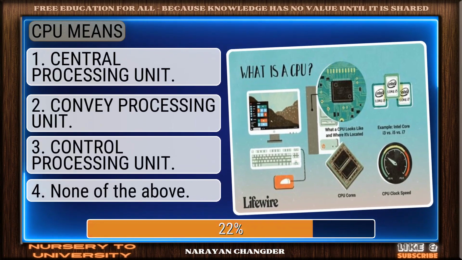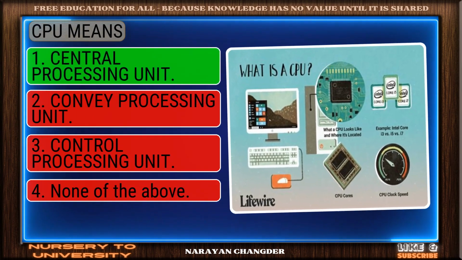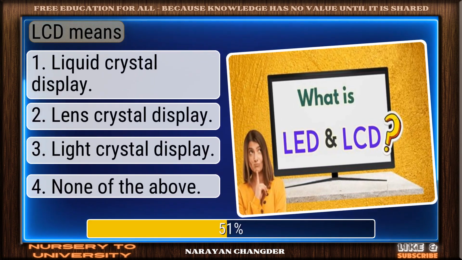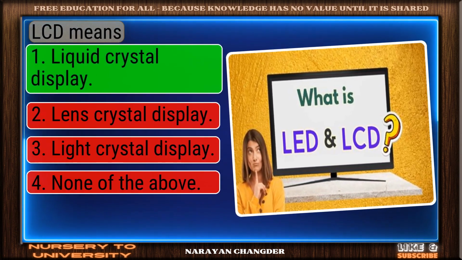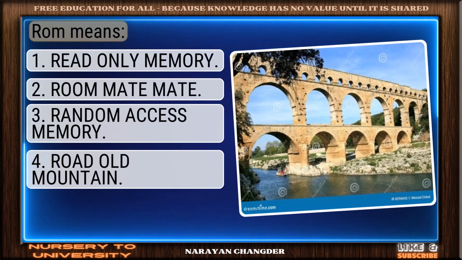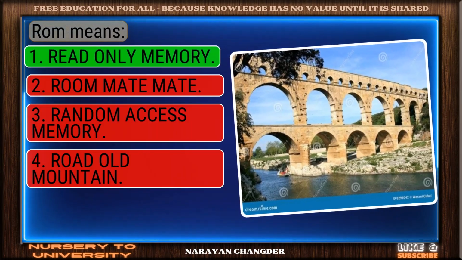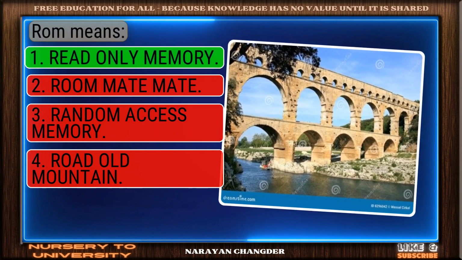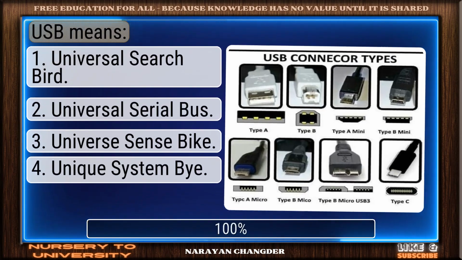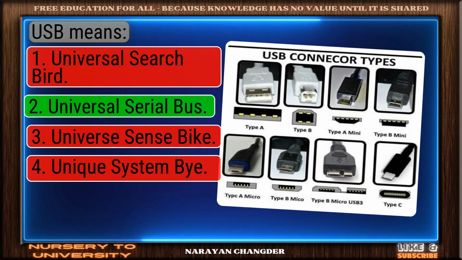CPU means? You got it. Central processing unit fits. You chose liquid crystal display. ROM means? Well done. Read-only memory is right. USB means? Correct. Universal serial bus is spot on.